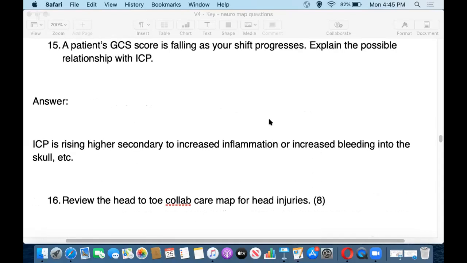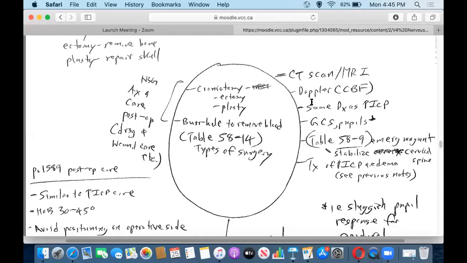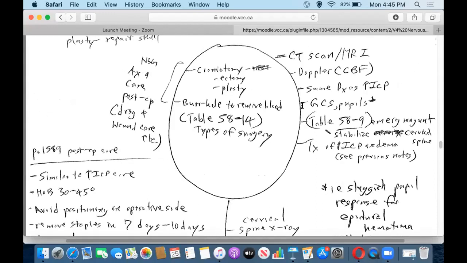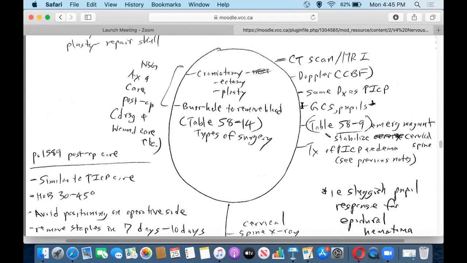16, review the head-to-toe collaborative map for head injuries. So this is map 8. Now, it shouldn't be a surprise that this map is not much different from the map we just looked at for ICP, because head injuries cause a rise in ICP. So you could basically put the two maps together. They're kind of the same thing.